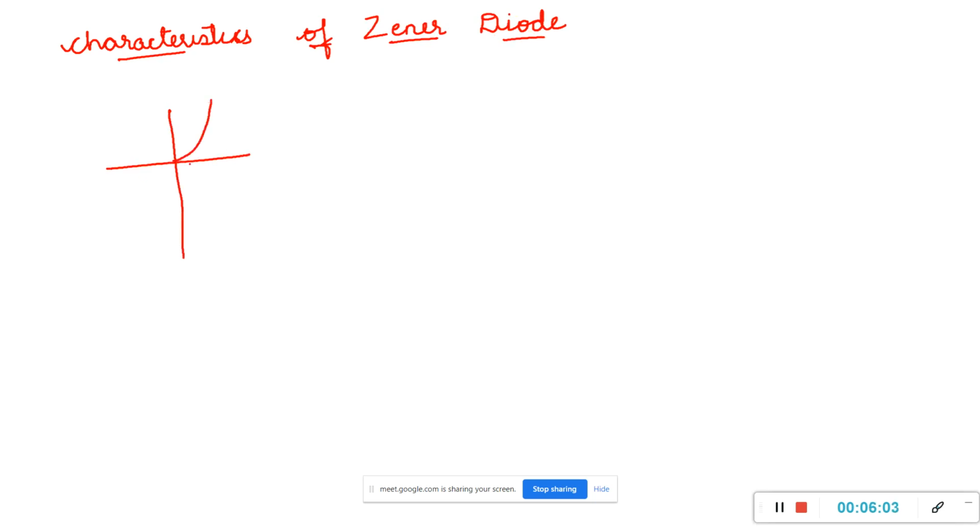Next we have characteristics of the Zener diode. Normally this characteristics I am drawing now. This is forward, this is reverse. This is a characteristics with current IF and the VF voltage. This is known as forward bias, and this is known as reverse bias because the voltage is negative and the current also flows negative, hence it operates in third quadrant, reverse bias region, and this is forward bias region.